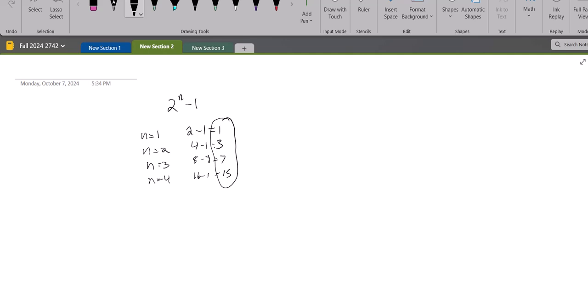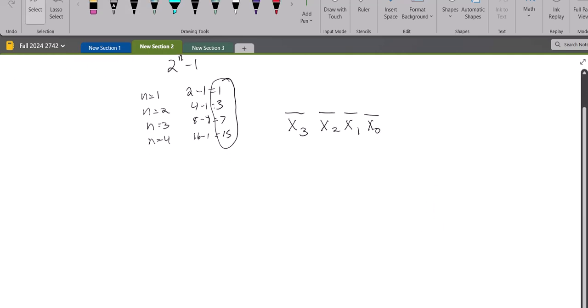In other words, maybe the LED will light if it's one of those numbers and not if it's not one. Your numbers are of the form x3, x2, x1, x0, and those are going to be your inputs. Those will probably be switches that you'll set, and depending on how you set them, you have some output that would tell you whether or not it was a Mersenne number.